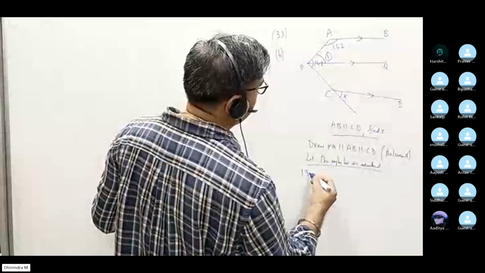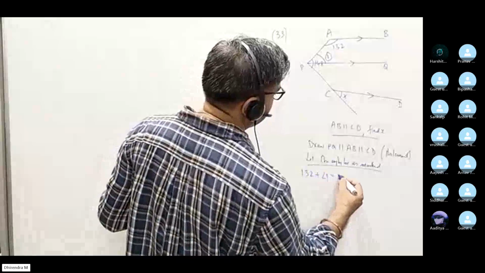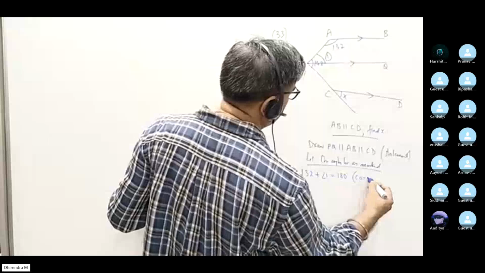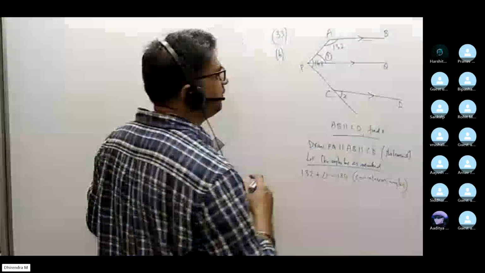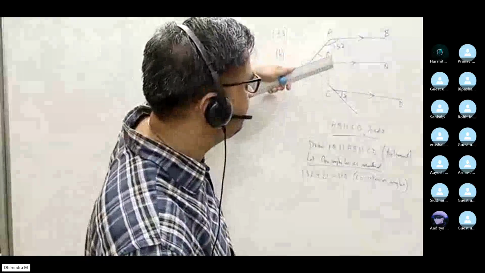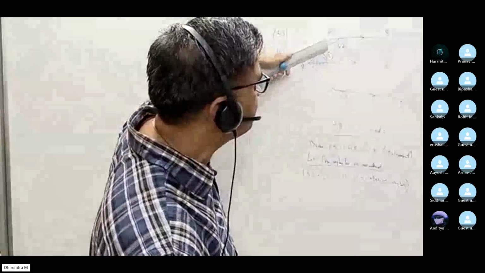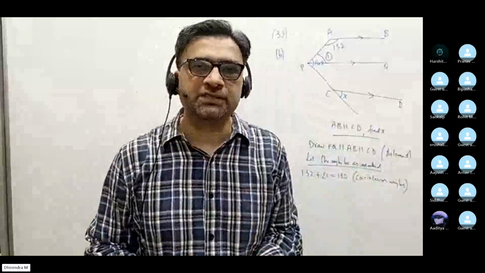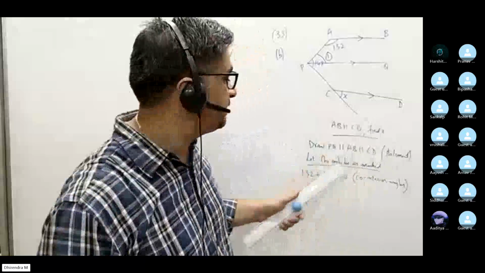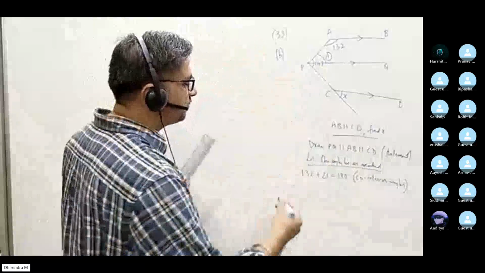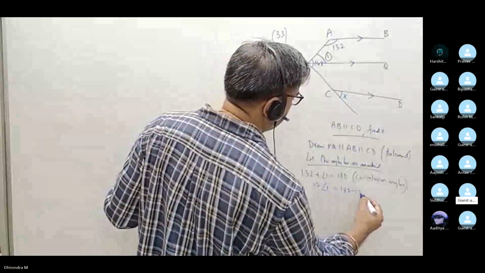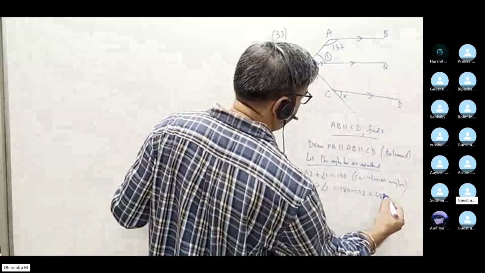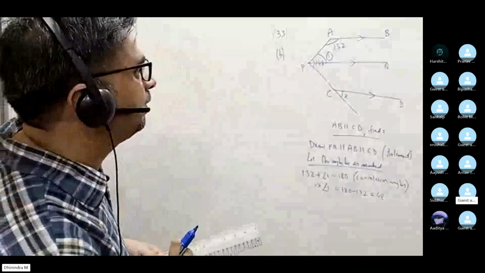Angle 1. So in this case, do you agree that 132 plus angle 1 is equal to 180 degrees? Reason is co-interior angles. What does this mean, folks? If you have two parallel lines cut by a transversal, then the interior angles on the same side of the transversal are supplementary. And that's the reason why 132 plus angle 1 is 180 degrees. So can we find angle 1 here? It is equal to 180 minus 132, which comes to 48 degrees.